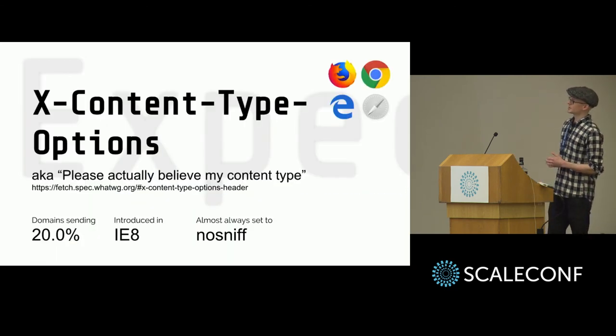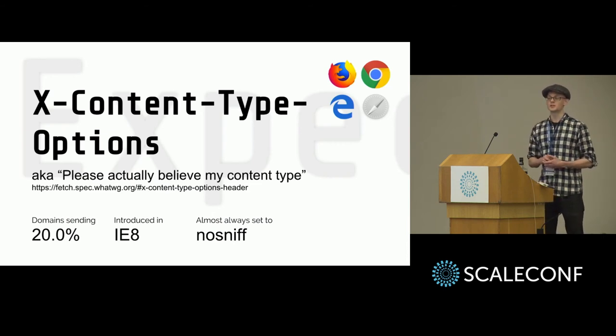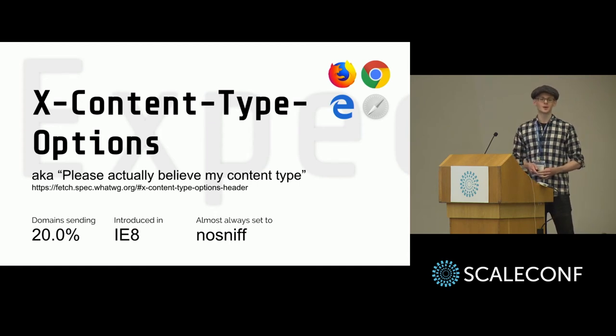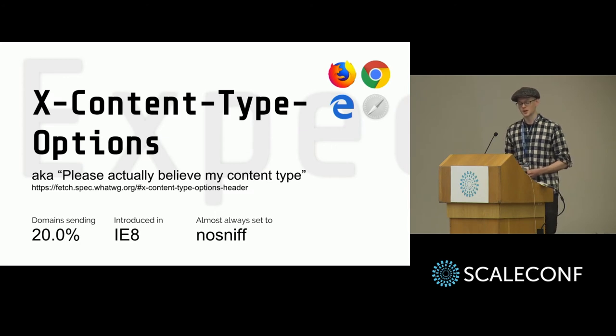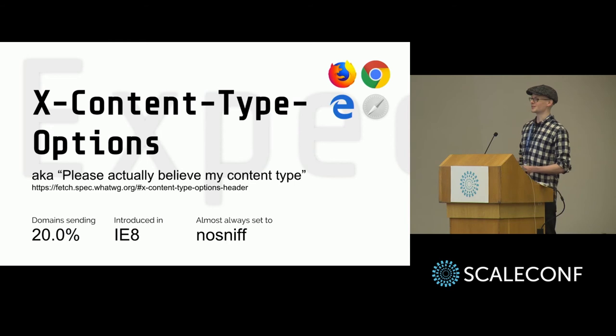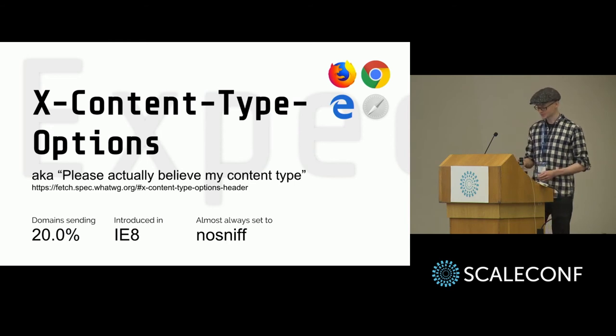Content type options is something I mentioned at the very beginning because it's actually one of the most popular headers that we see in the HTTP Archive, and yet it does something incredibly niche. And I believe this is one of those headers that people add to their websites because they're told to by penetration test companies that assess their website. It's sent by about 20% of the domains in the archive, and basically all it does is say, that content type header that I set, I did actually mean that. Please don't try and overrule me.